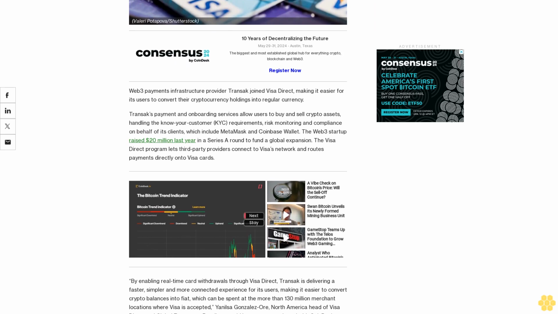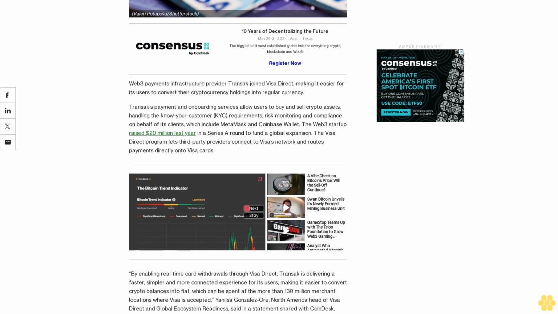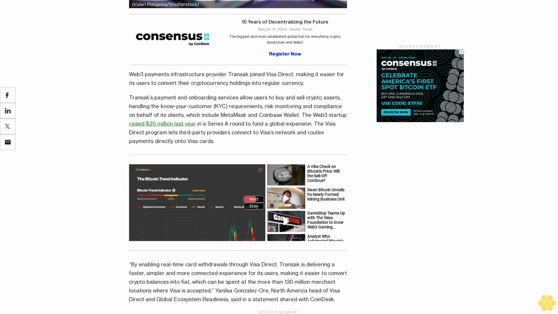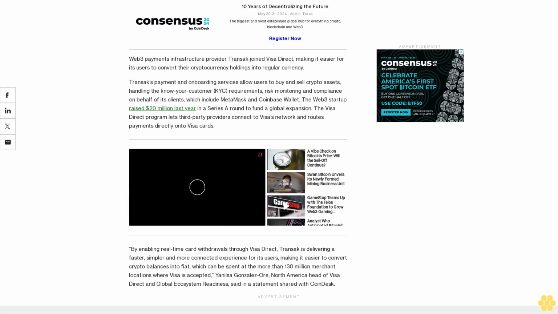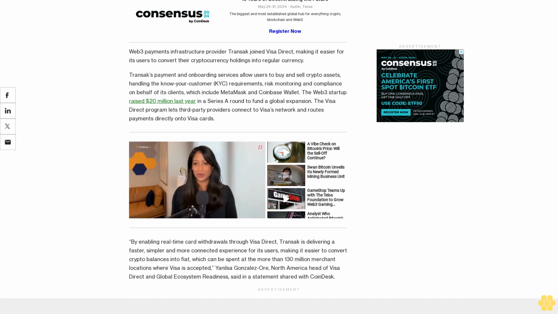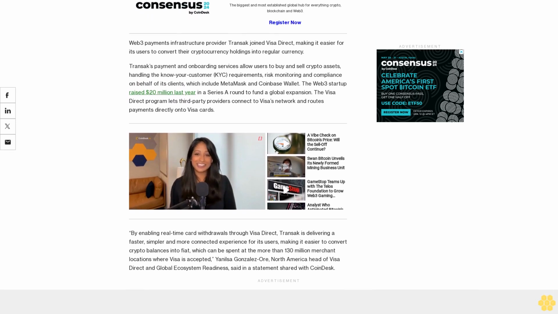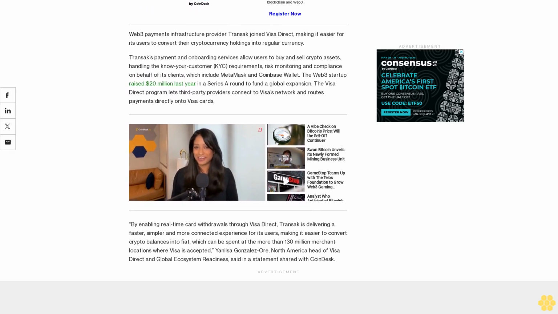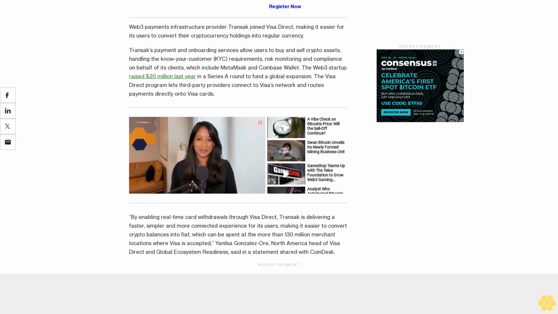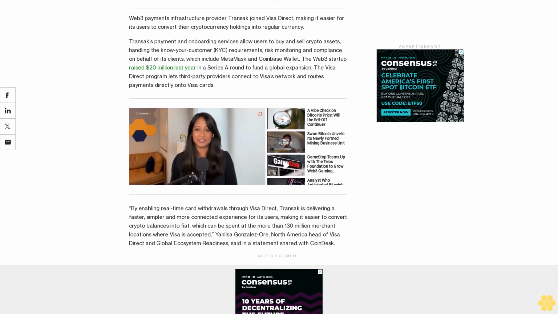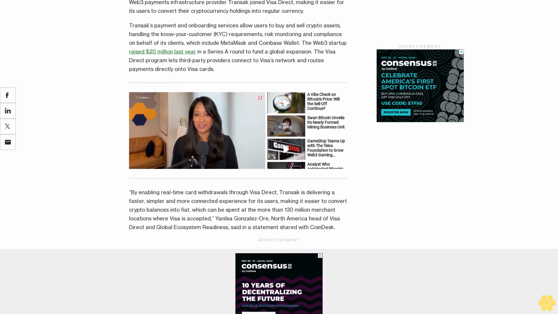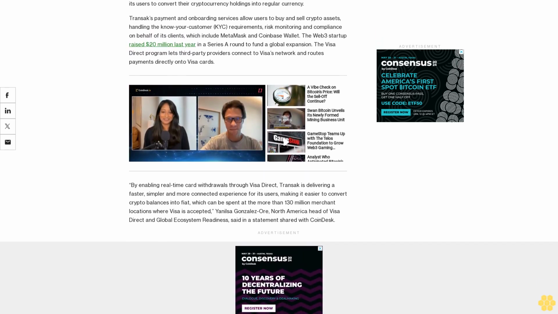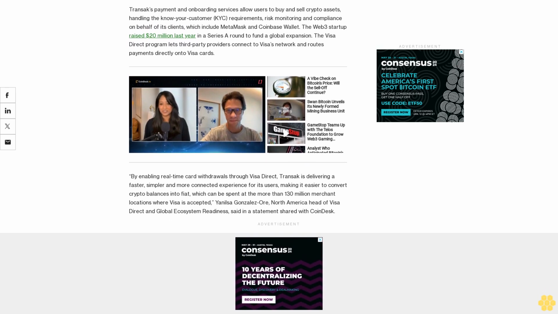The Visa Direct program lets third-party providers connect to Visa's network and routes payments directly onto Visa cards. By enabling real-time card withdrawals through Visa Direct, Transak is delivering a faster, simpler, and more connected experience for its users, making it easier to convert crypto balances into fiat, which can be spent at the more than 130 million merchant locations where Visa is accepted, Yanelsa Gonzalez-Orr, North America head of Visa Direct and Global Ecosystem Readiness, said in a statement shared with CoinDesk.